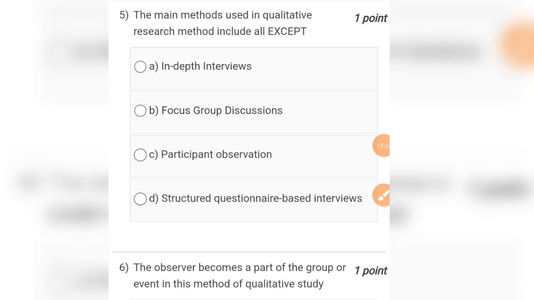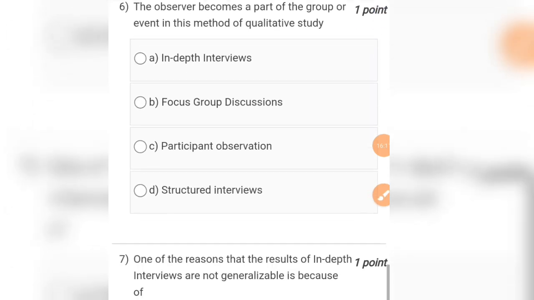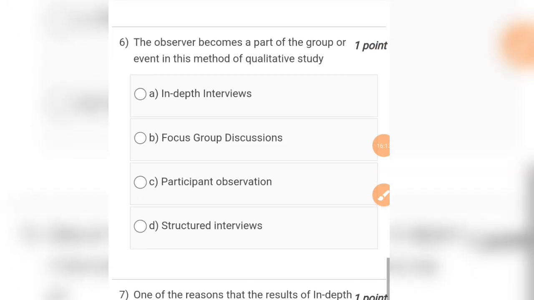Question number 5: the main methods used in qualitative research include all except in-depth interviews, focus group discussions, participant observation, structured questionnaire based interviews. So for question number 5, structured questionnaire based interviews will be the correct answer, because we have to choose the odd one out. All are correct except the one the question is asking about. So option D will be the answer for question number 5.